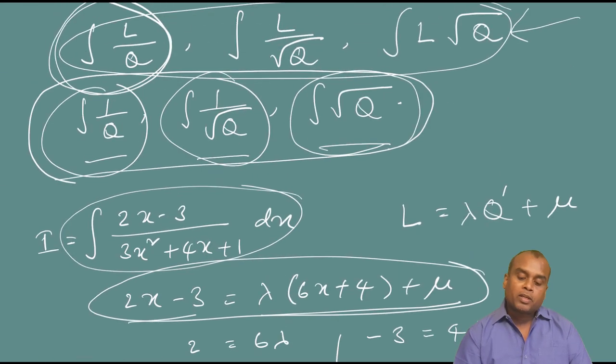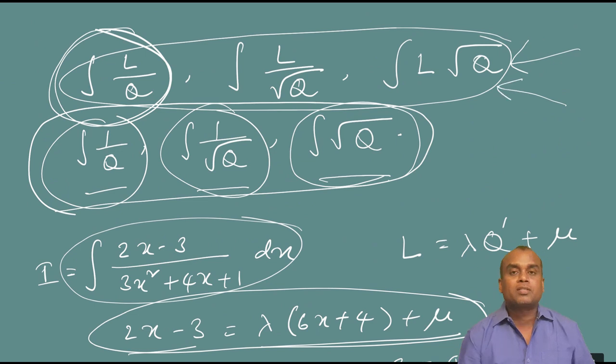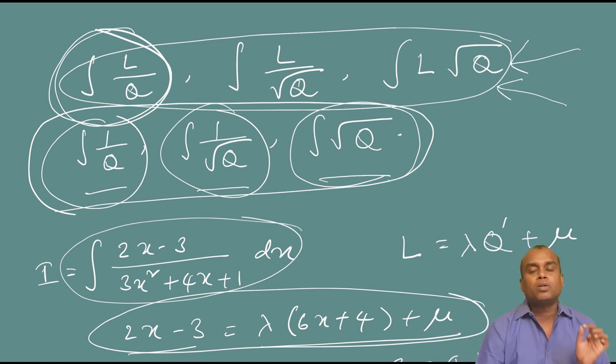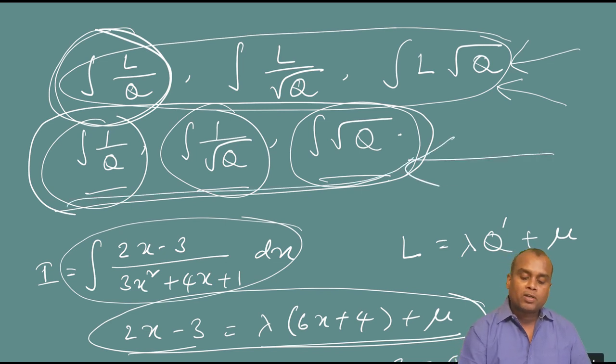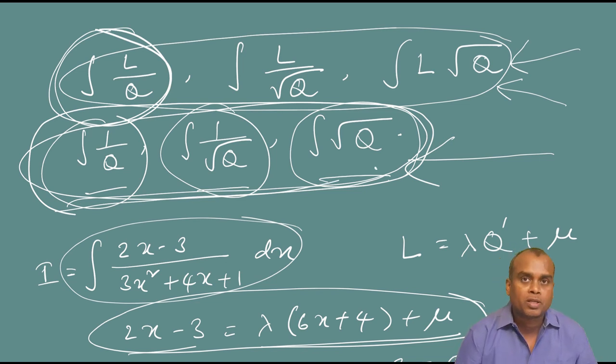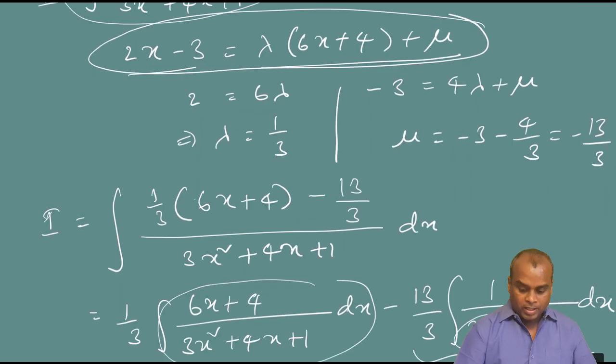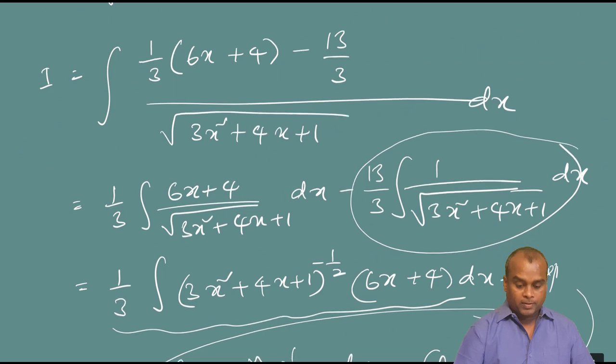So that was what I was saying. The technique, in fact, even in the third one, is the same technique. We are going to write the linear as some constant into the derivative of the quadratic plus some other constant. Technique is the same. So if you already know how to evaluate these three integrals, then evaluating all the three types will be very easy. Understood? Now let us take the third one, integral linear into square root of a quadratic.